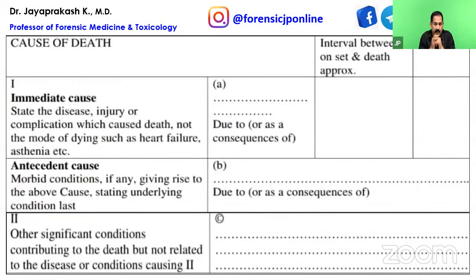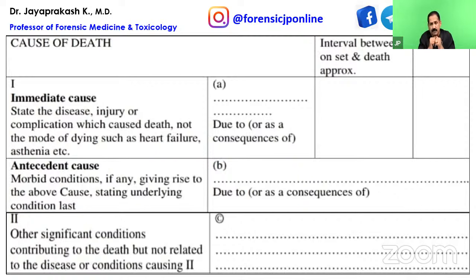This is the most important aspect, cause of death. It is given under two Roman numbers, Roman 1 and Roman 2. I will explain in detail. Roman 1 is the immediate cause. State the disease, injury, or complication which caused death, not the mode of dying, such as heart failure, asthenia, etc. And in front of 1, there is A. I'm going to explain again in detail. Under 1, number 1, immediate cause. Number 2, antecedent cause: morbid conditions, if any, giving rise to the above cause, stating underlying condition last.